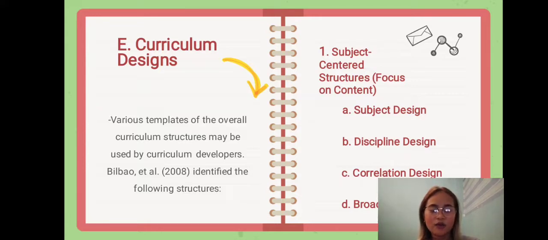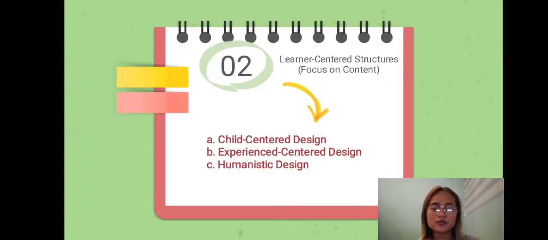Letter D, broad field design. The curriculum integrates the contents related to each other to prevent the compartmentalization of subjects. A new subject is created then. For example, a school offering science and health as one subject. So we are now in the second curriculum design, which is the learner-centered structures or the focus on student. So we have here the child-centered design, experience-centered design, and humanistic design.